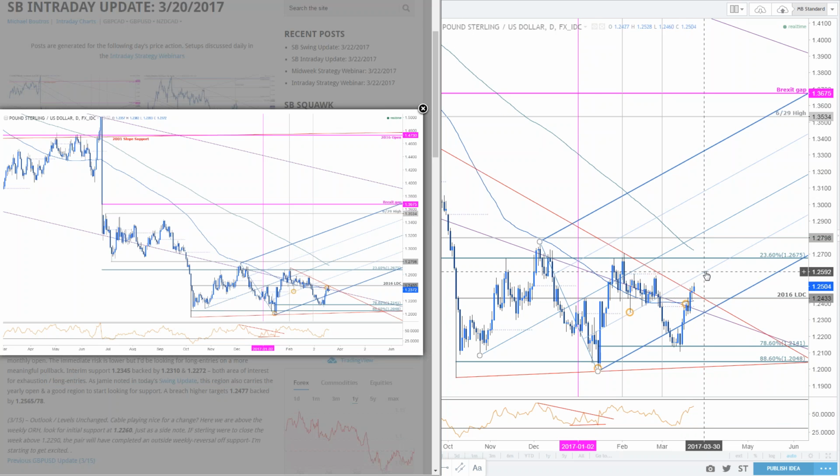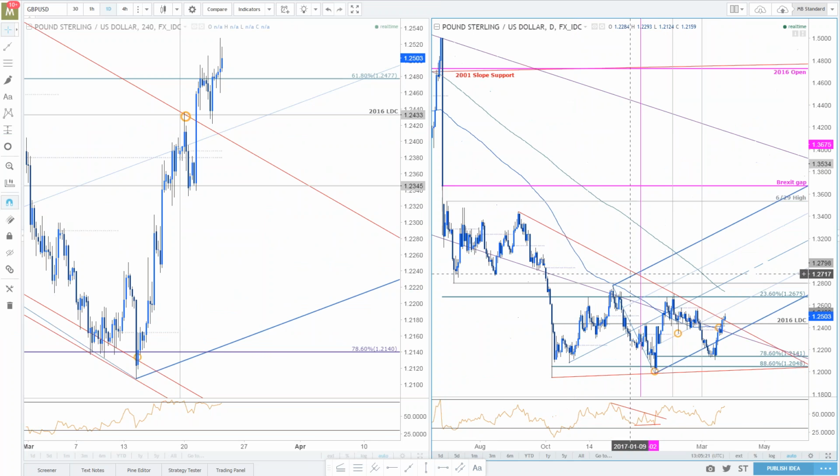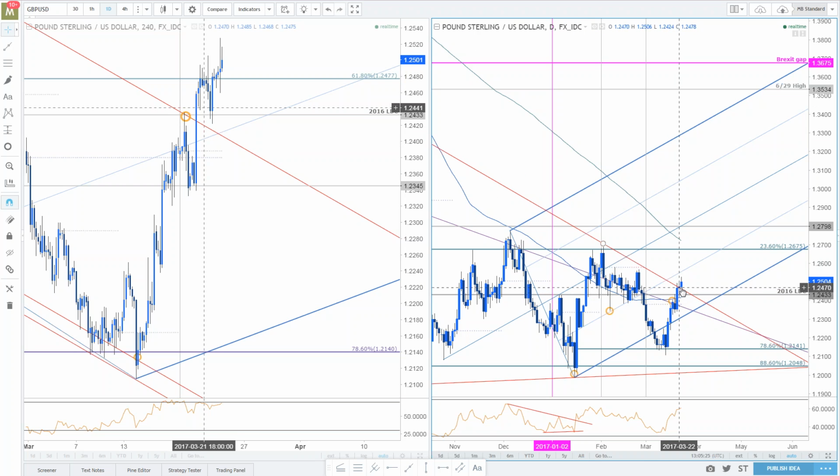Is the breakout legitimized here? We haven't gotten a close above it just yet, so I don't want to get too crazy with it. This is a trend line that we added in the webinar a couple of days ago. You can see that we've pushed through.